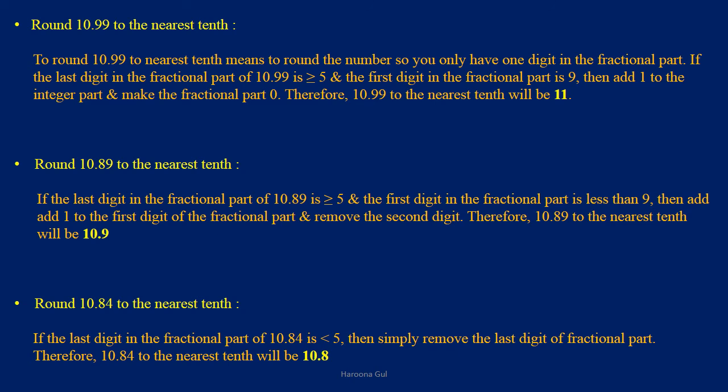Now in another scenario, if we have a question like 10.84 and we are asked to round it off to the nearest tenth, we're going to look at the last digit in the fractional part of 10.84. If it is less than 5, then we simply have to remove the last digit of the fractional part, and the rest of the number will remain the same. Therefore, 10.84 to the nearest tenth will be 10.8.